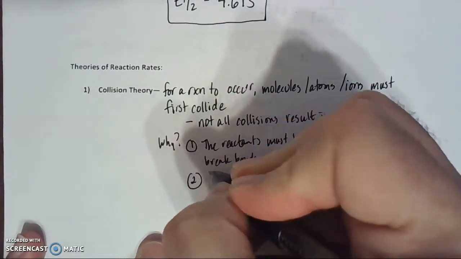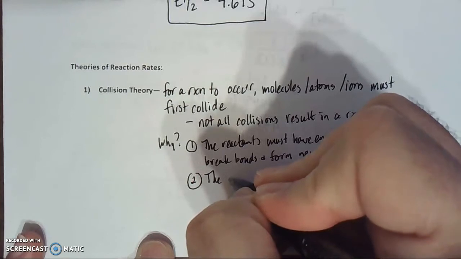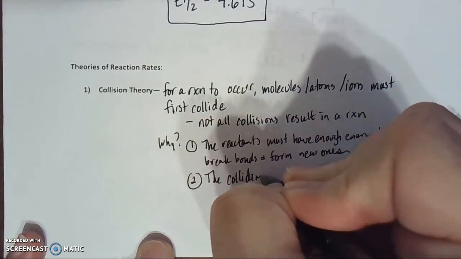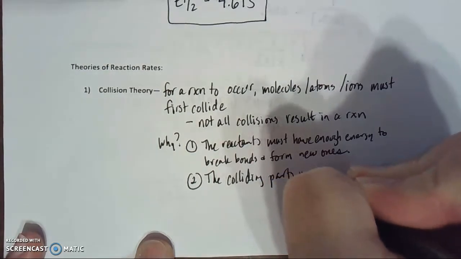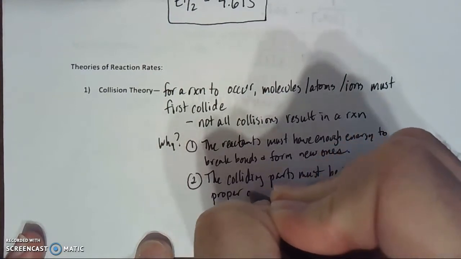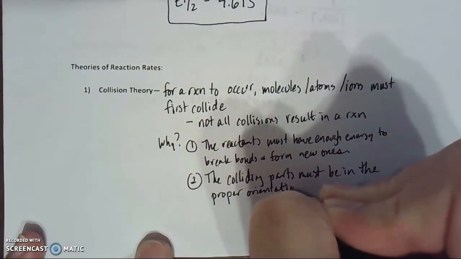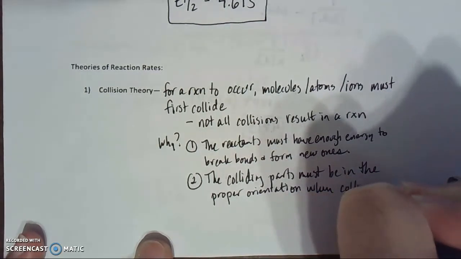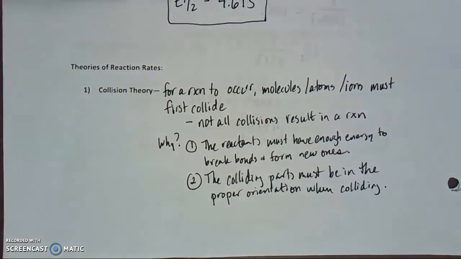The other thing is the colliding parts must be in the proper orientation when colliding. Some molecules are pretty big, so they might have a very specific shape. If something comes in on the opposite side, it might not cause any reaction because it's not oriented in space properly. So what do we do about this?